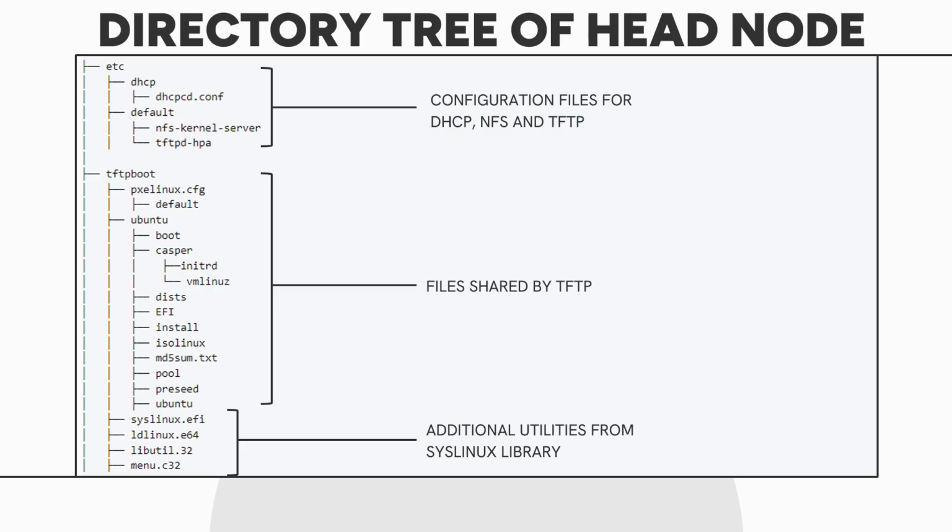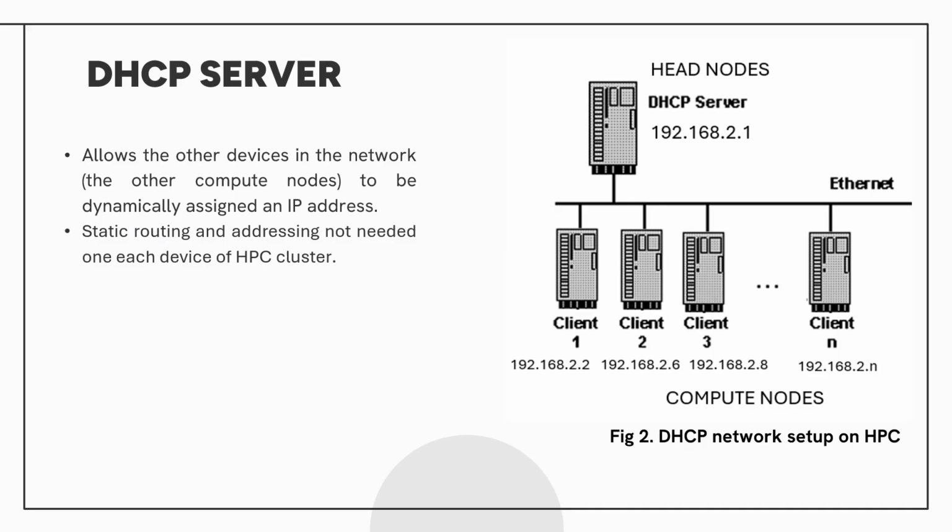Being displayed right now is a directory tree of all files relevant to PXE booting. All required files for PXE booting are stored in TFTP boot, which is shared via the TFTP server. Within the TFTP boot folder, there are 2 main folders. Firstly, the Ubuntu folder contains all necessary files to run the Ubuntu Live installer on compute nodes. Secondly, the pxelinux.cfg contains a default file which specifies the boot menu. The TFTP boot folder also requires some files from the syslinux library, which are essential utilities.